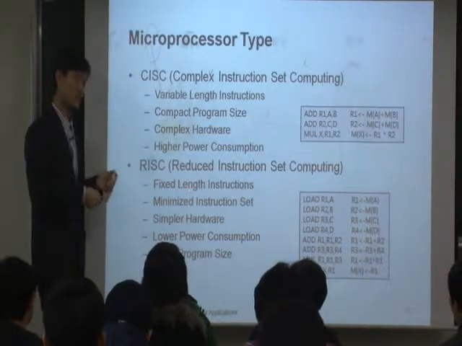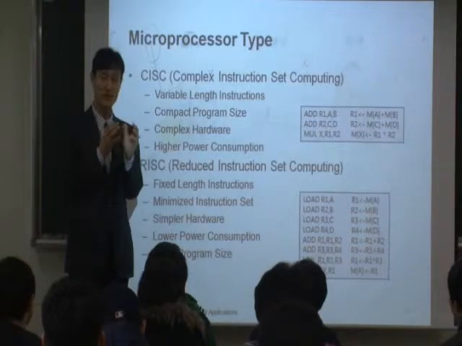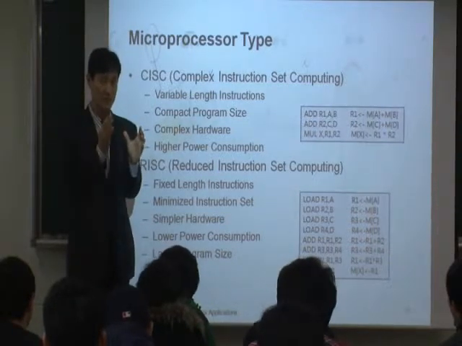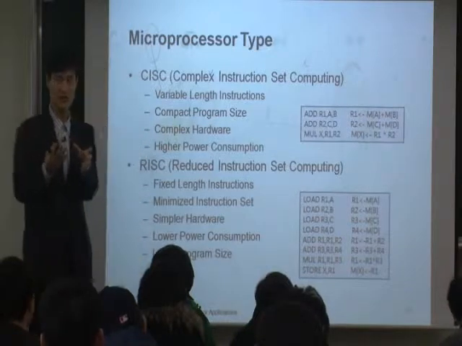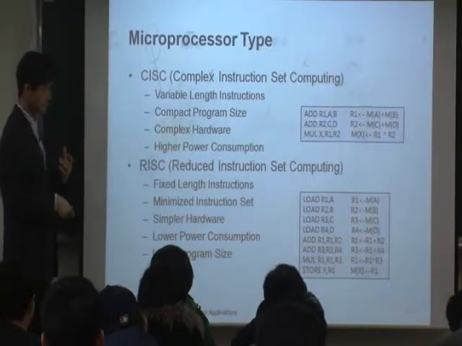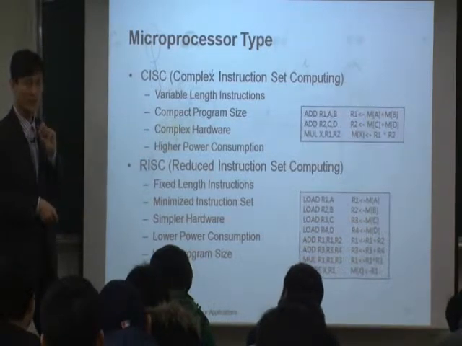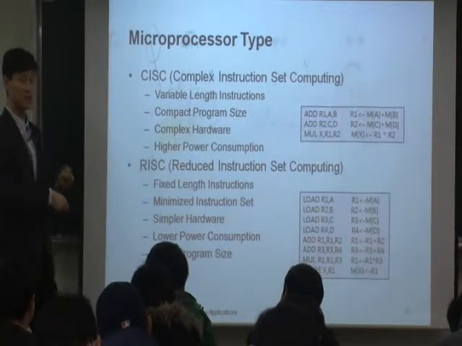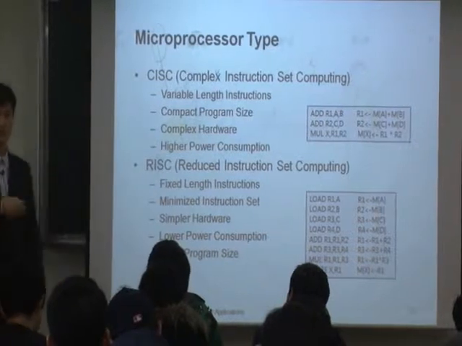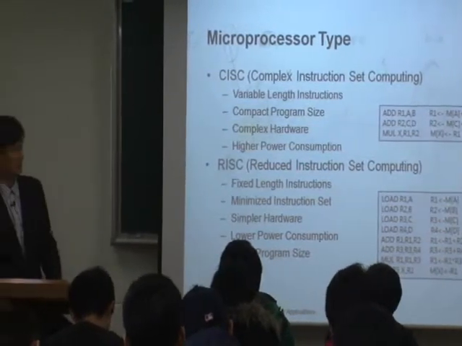And RISC actually is a very simple hardware. Very simple. So you can speed up. The clock speed can go very fast. And the power consumption is also very low compared to this one. So therefore, these days, RISC is a better architecture. So a lot of processors prefer RISC these days.